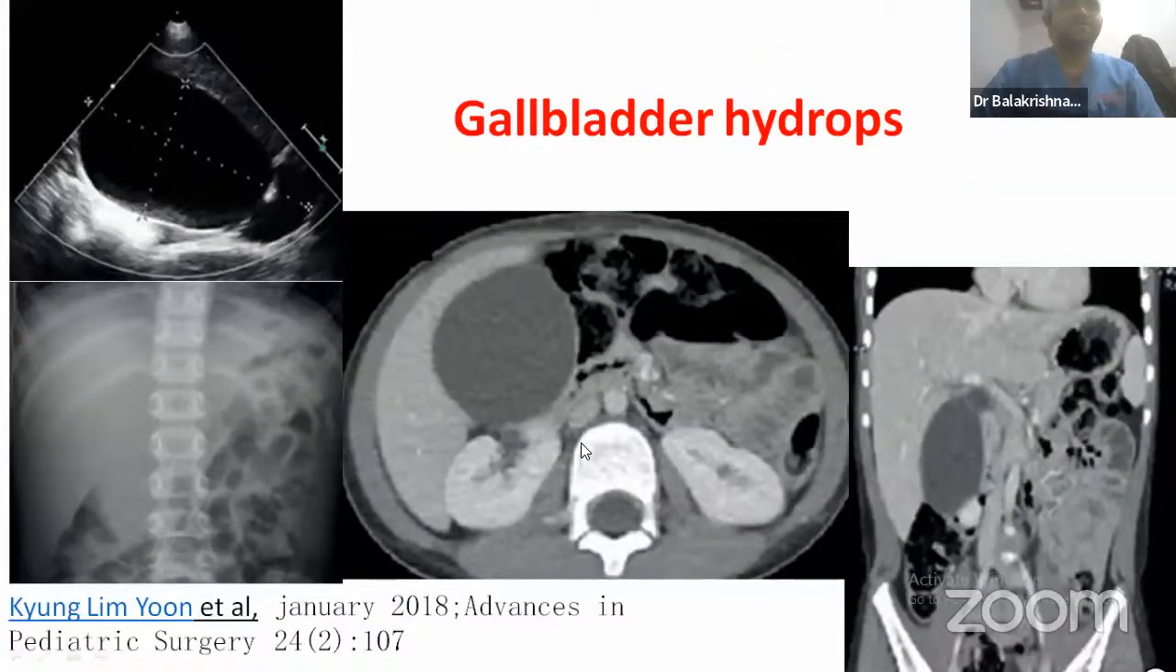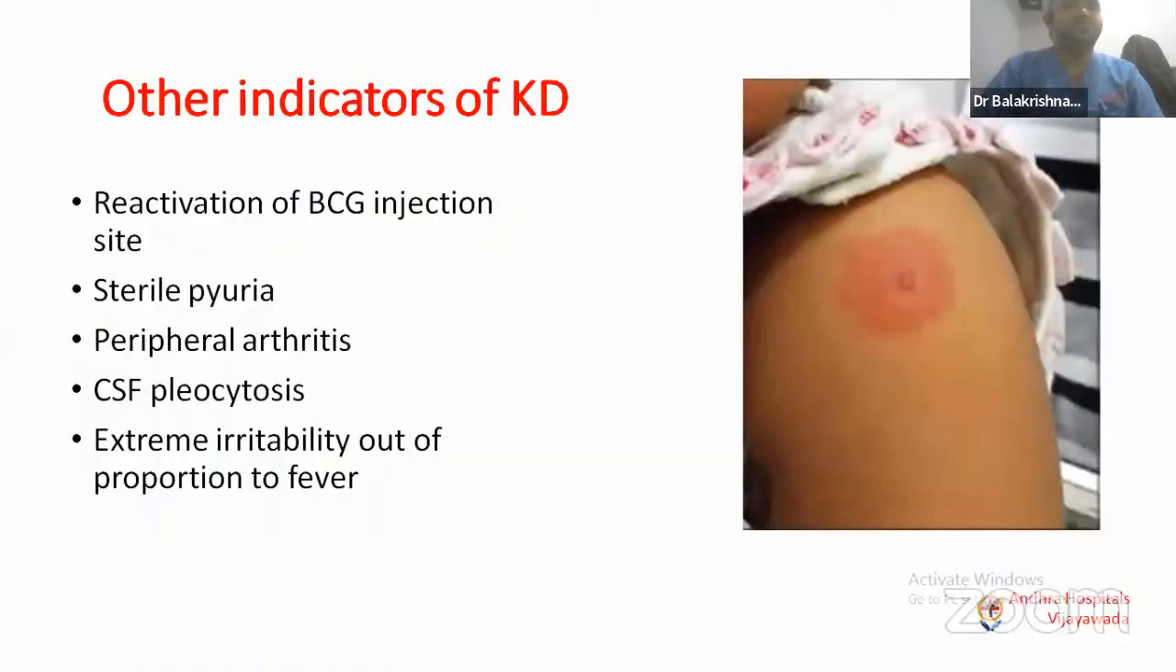So what are the other indications of Kawasaki disease? Reactivation of BCG site, sterile pyuria, peripheral arthritis, CSF pleocytosis, and extreme irritability out of proportion to the fever.